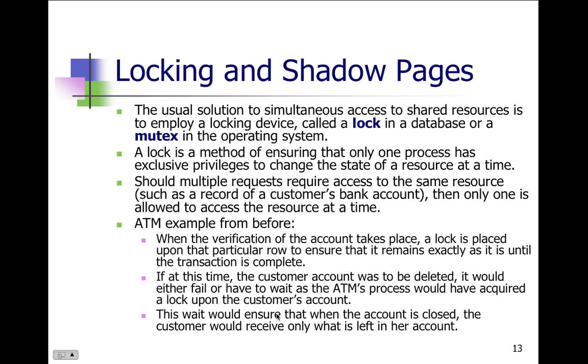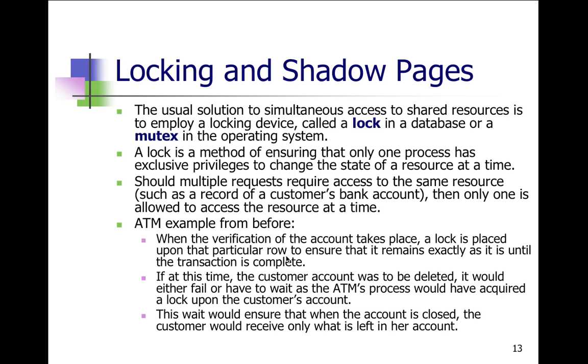So what does the slide say? The usual solution to simultaneously accessing shared resources is to employ a locking device called a lock in a database, or a mutex in an operating system. There are a couple of different words used to describe the concept. Lock is probably more universally accepted. Mutex is only used in operating systems, and Unix people like to use that word, but it's actually the same concept. It's a lock. It's an on or an off set on an access or a privilege. So a lock is a method of ensuring that only one process has exclusive privileges to change the state of the resource at one time.